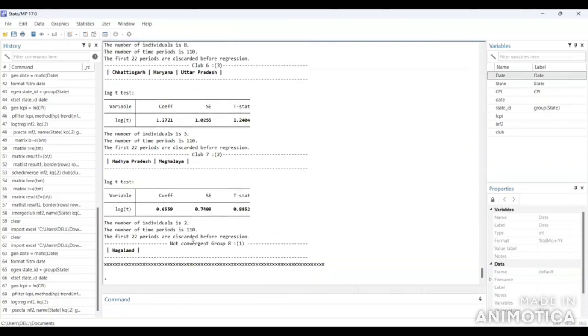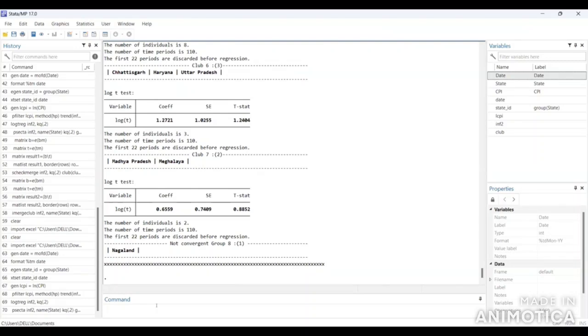And we are also getting that there is one state, Nagaland, which is not converging with any group. It's not converging with any state. It's forming its own, it's not converging. You'll see that even STATA is giving us in writing that it's a non-convergent group. So there is one state which is not converging. Now there may be some biasness in these results.